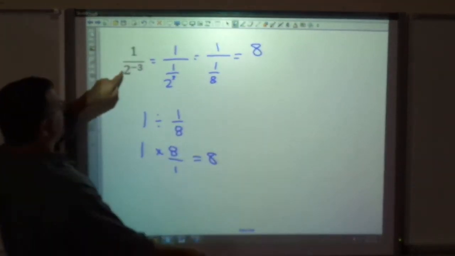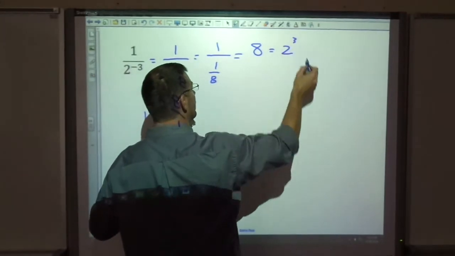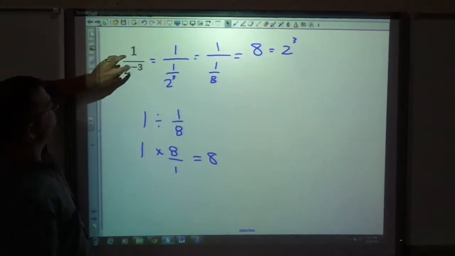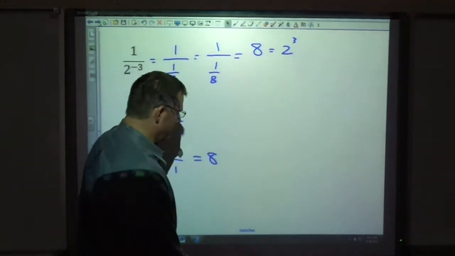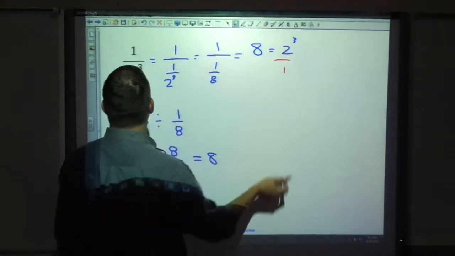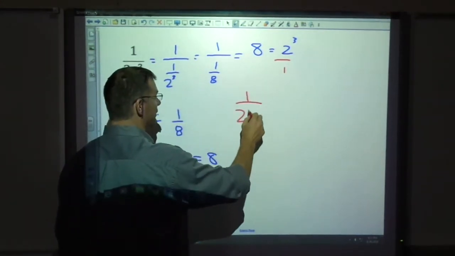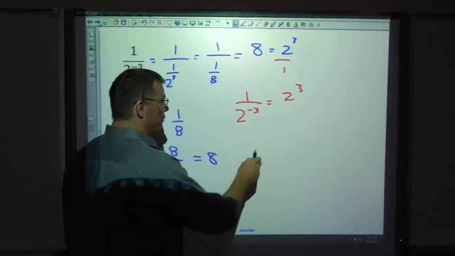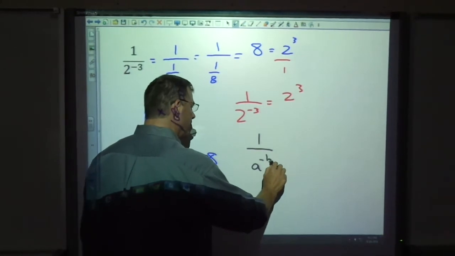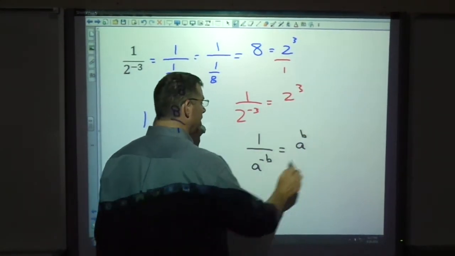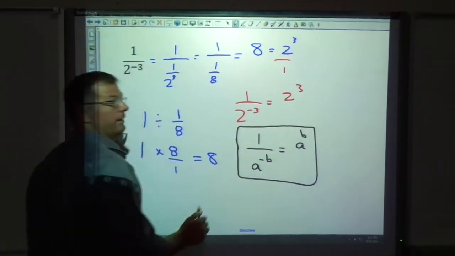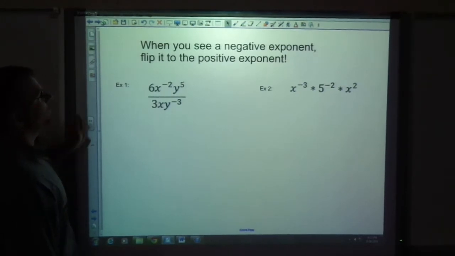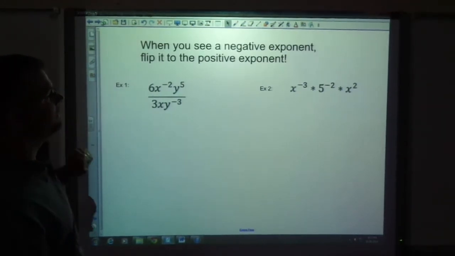And we know 8, if we're looking at 2's, is 2 to the third. So 1 over 2 to the negative 3 is the same as moving this negative 3 into the numerator and making it 2 to the positive 3 over 1. So we can put this together. Or even more, 1 over a to the negative b is equal to a to the b. That's another important rule. So when you see a negative exponent, flip it to the positive exponent.